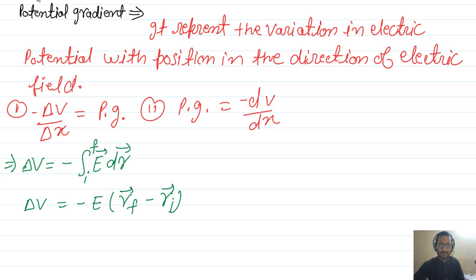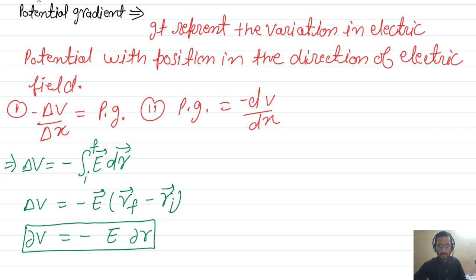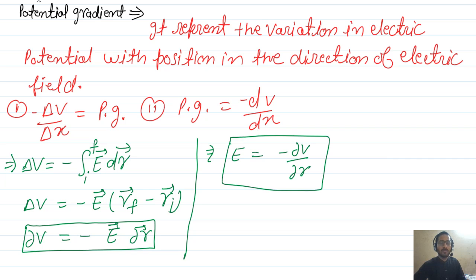In vector format, if the difference is very small, we can write it like del V is equal to negative E del R. So it is also a type of potential gradient. But if we want to find the electric field, it becomes an application: E is equal to negative del V by del R. Using this application we can solve many questions.